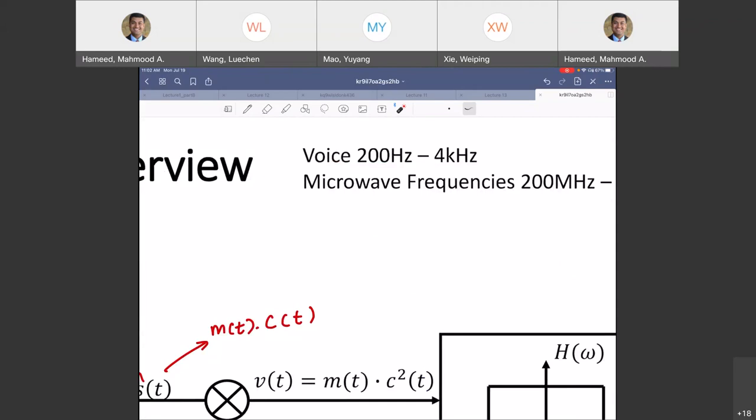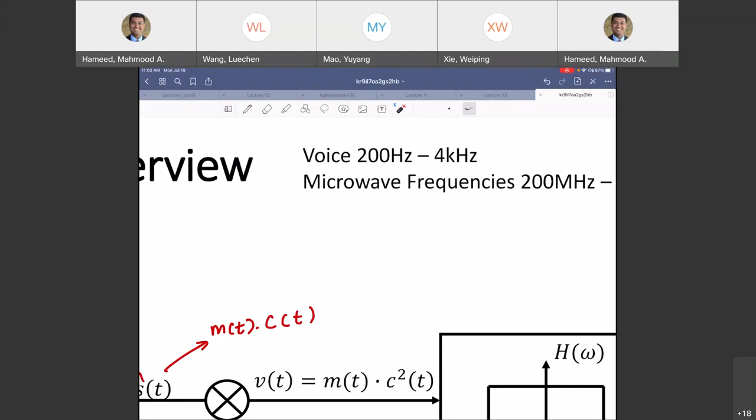One, I'll not be able to go for a very high data rate. I'm going to cut out at 4 kilohertz. You are probably not interested in 4 kilohertz. You are interested in megabits per second, gigabits per second, right? Like really, really high data rate. You cannot achieve that with baseband transmission. What you need to do is passband transmission.